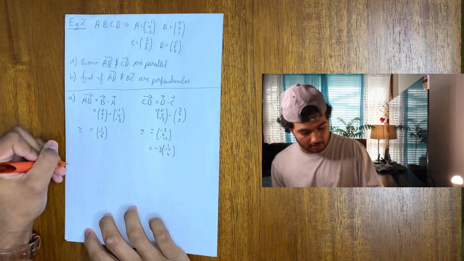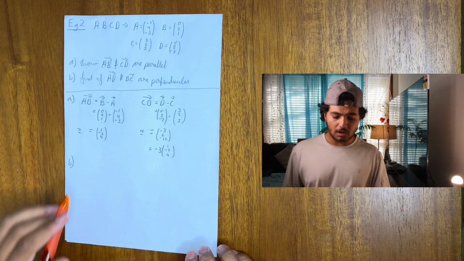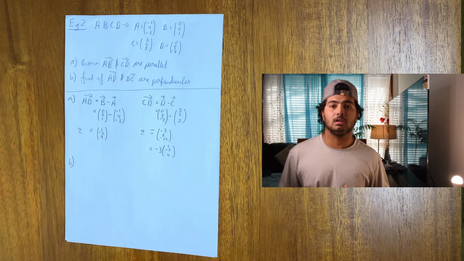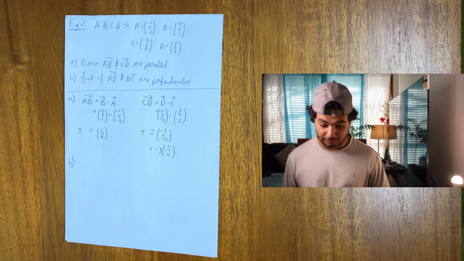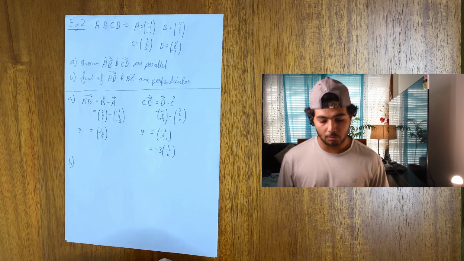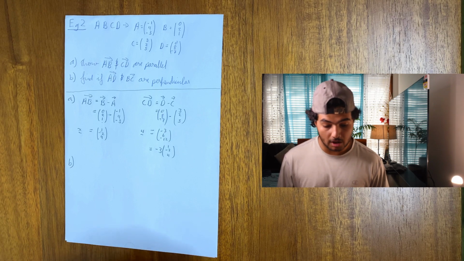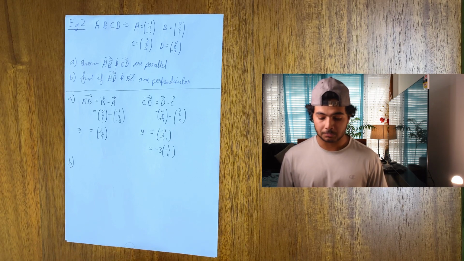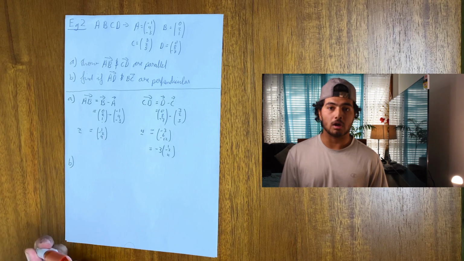Now we'll go on to B. Find if AD and BC are perpendicular. Perpendicular, little different concept, which I'm sure you'll learn further into this topic. It involves the dot product.